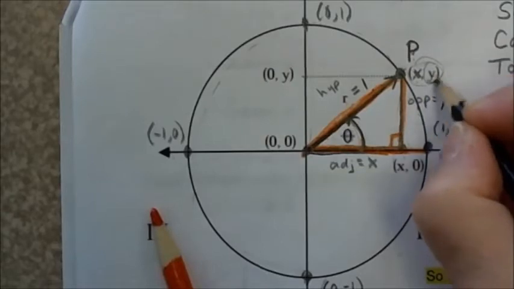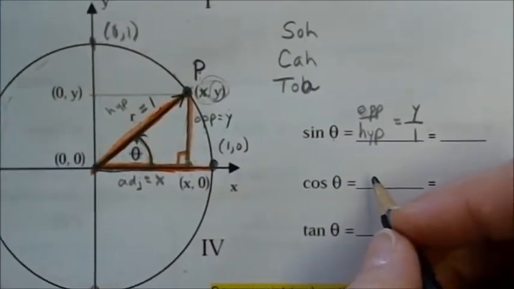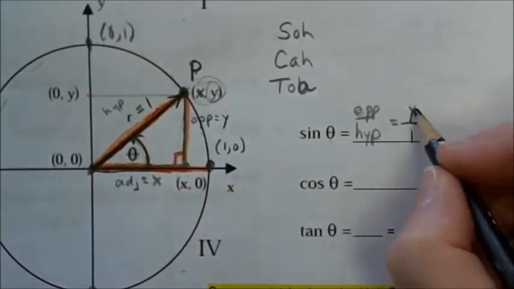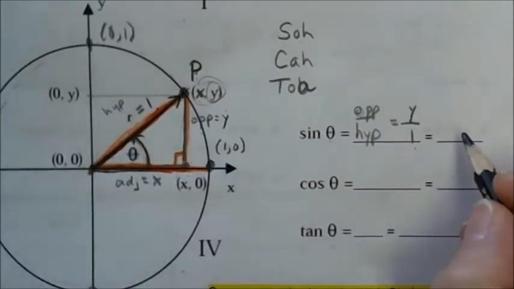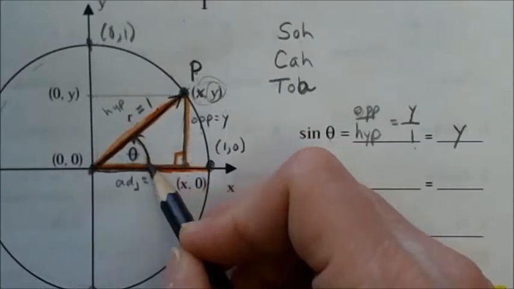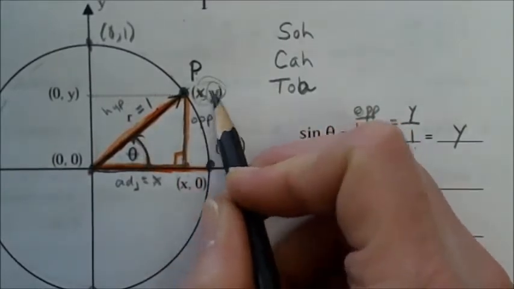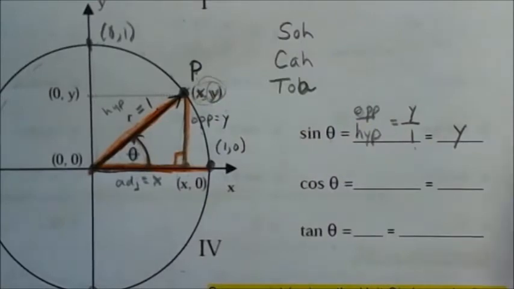That's of length y, this y value of the point P. And the hypotenuse is always 1. Well, what's y over 1? Oops, sorry. What's y over 1? Well, y over 1 is just y. So the sine of this angle is this y value right here of this point P.